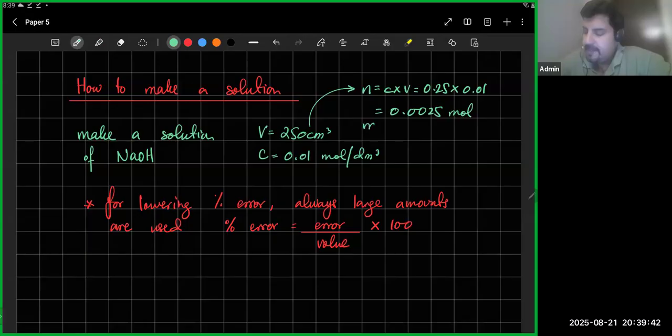moles. And if I convert that into mass, which is moles multiplied by the Mr, the Mr of NaOH is 40. So 0.0025 multiplied by 40 gives 0.1 grams. Now the trouble is that 0.1 gram is too small a quantity. It's very hard. 0.1 gram is really tiny.